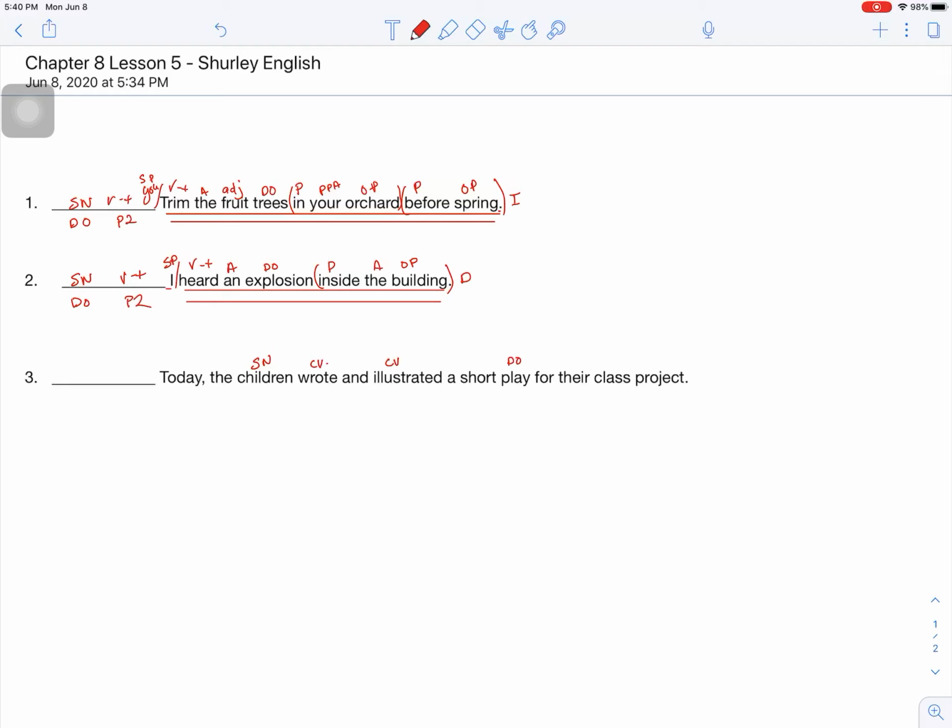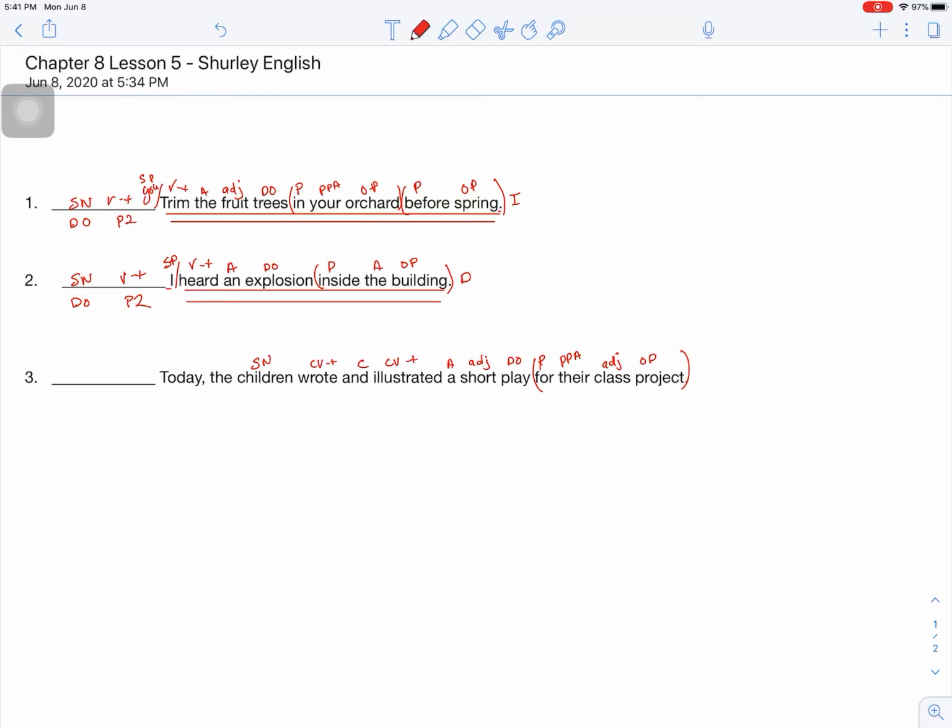So we have compound verb transitive, compound verb transitive. Okay, and we have and, which is a conjunction. A, which is an article. What kind of play? A short play. Adjective. For is a preposition. For what? For project. Object of your preposition. What kind of project? A class project. And what kind of project? Their project, which is a personal pronoun adjective.